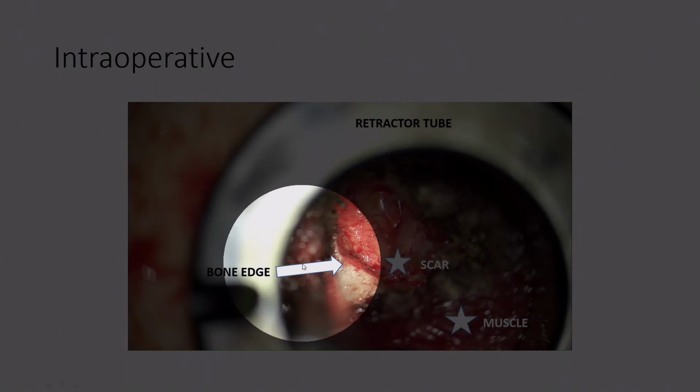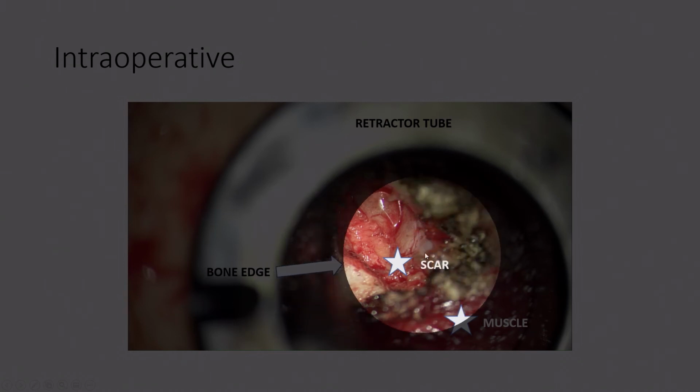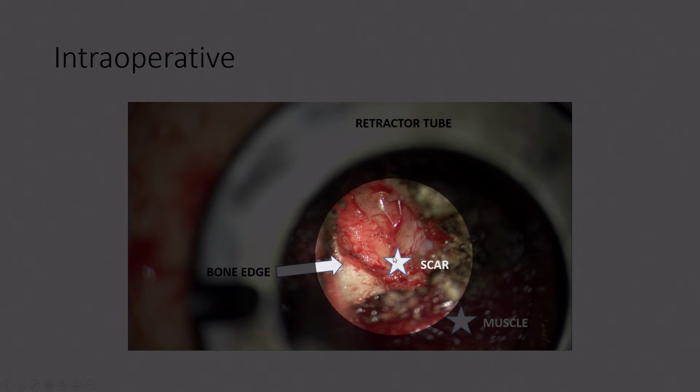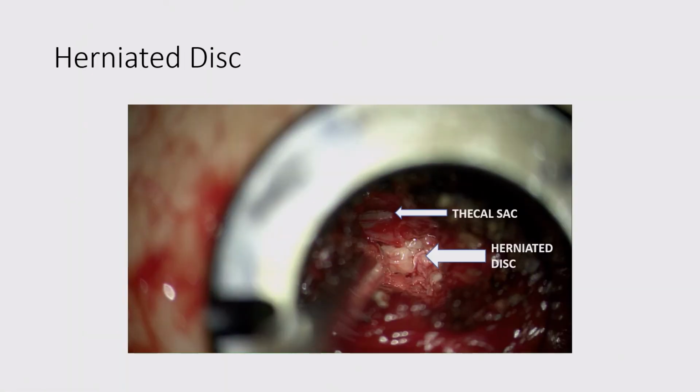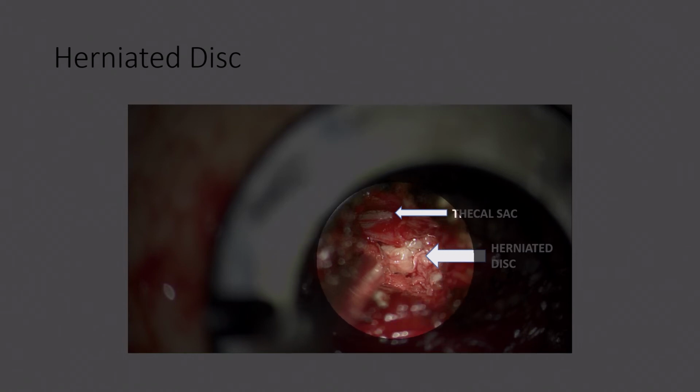This arrow here points to the bone edge. A portion of the bone has already been removed in the prior surgery, and this is scarring from the prior surgery. And down here you can see some of the muscle that we're going past to get down to the spine. So in this next view, I've actually removed a part of the bone so you can't really see it anymore. And this is to get around the scar tissue.